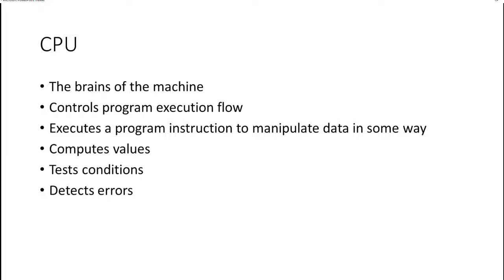The CPU manipulates data in some way. We may add some numbers, we may multiply numbers, we may test a number to see if it's larger than a value or see if two numbers are equal, on and on. The CPU does all that work. And the CPU also detects errors of certain types.